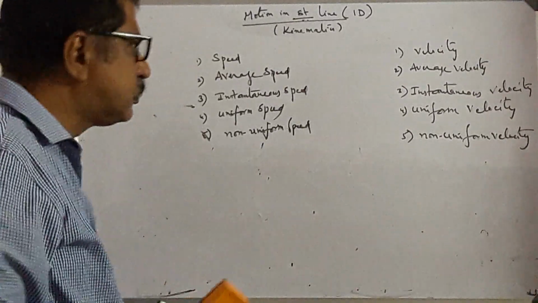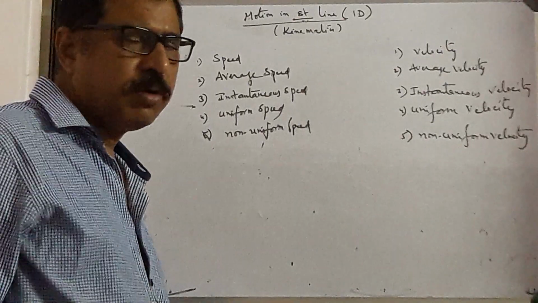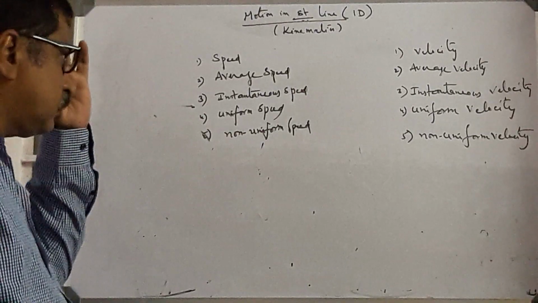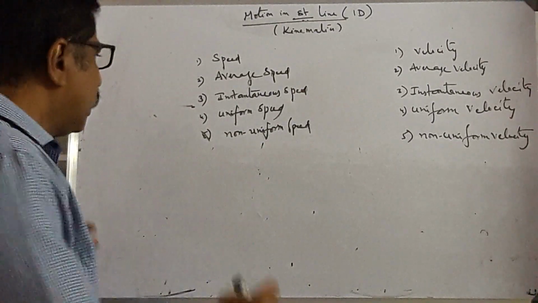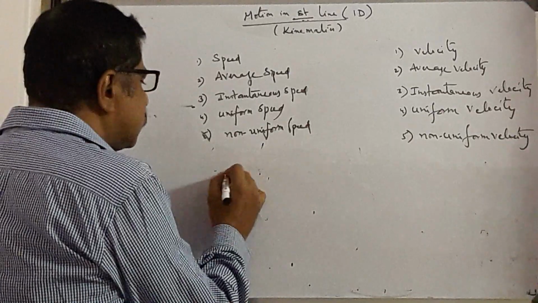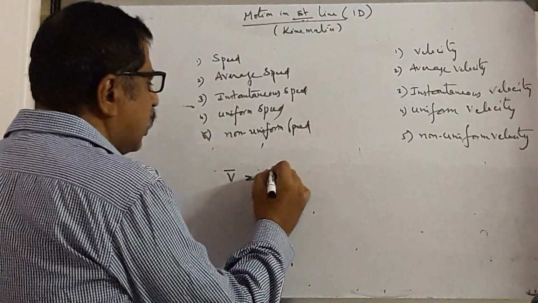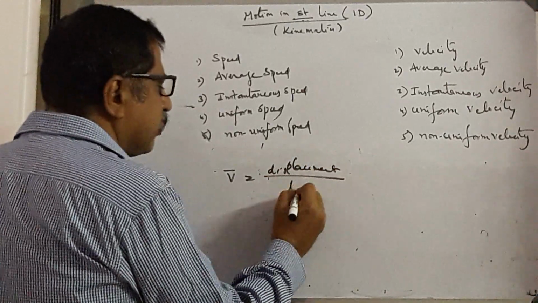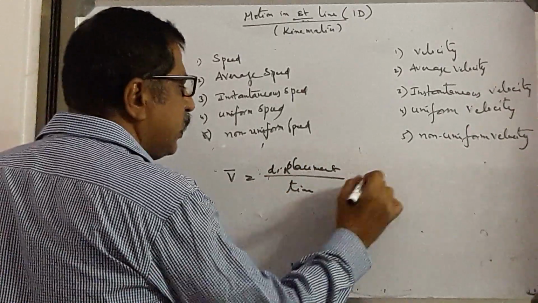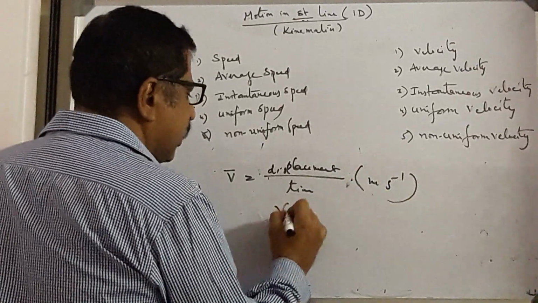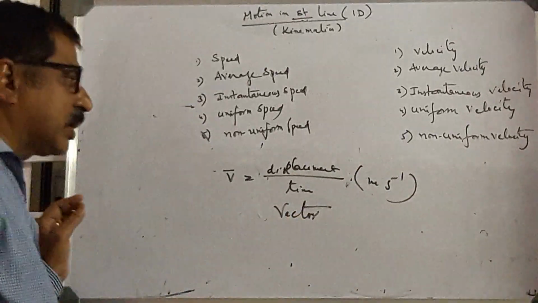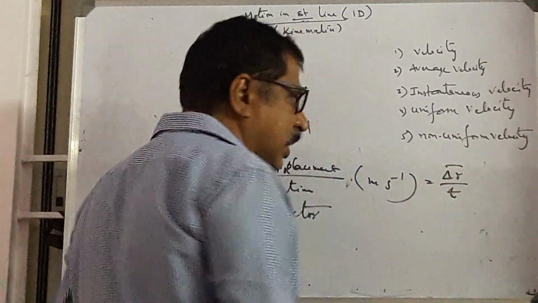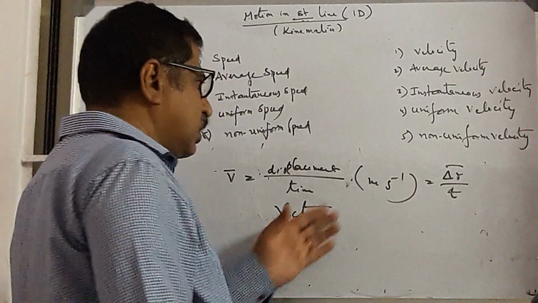Now, an example to find that one. First, velocity. Here we want to know about the velocity. What is meant by the velocity? The rate of displacement. Velocity is equal to displacement by time. Its unit is meter second inverse. It is a vector. That means delta r bar by t. It becomes r bar by t.